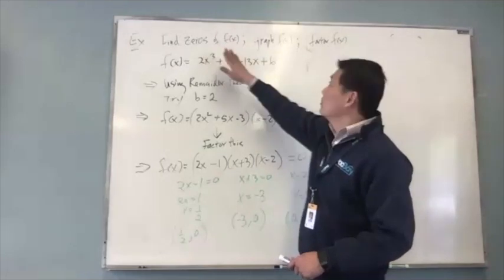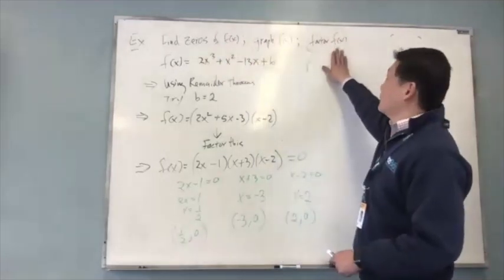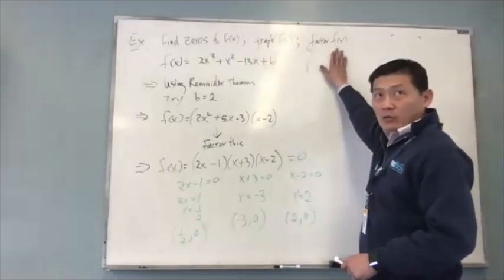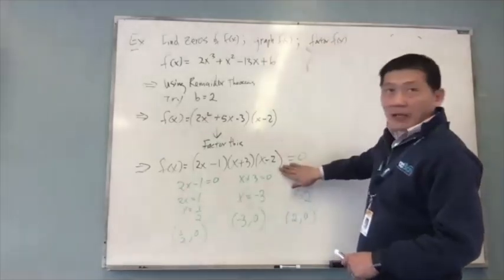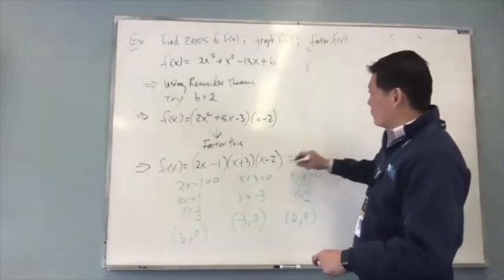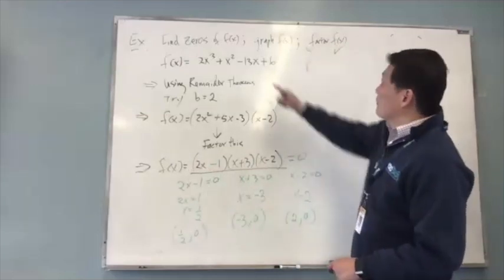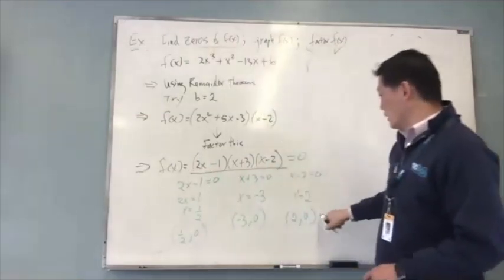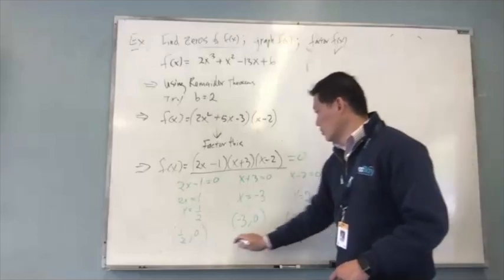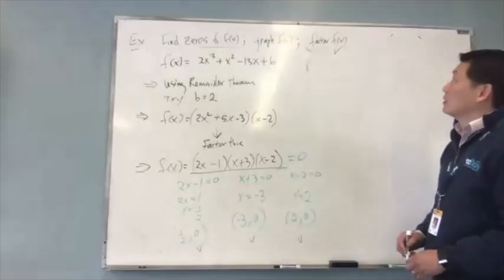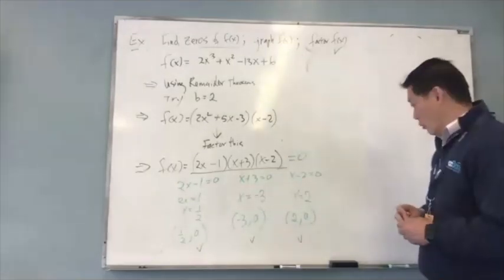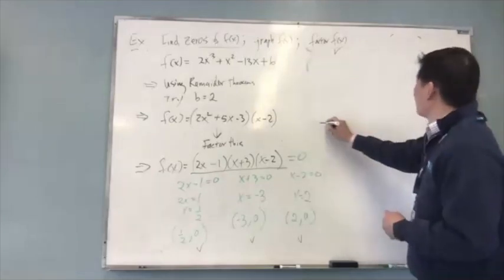Now, this problem calls for 3 actions. Finding zeros, graphing it, find factors. I already got factors, so done. This one I'm done, right? Because we got this. Finding zeros, we got this. 1, 2, 3. Last one is to graph it. How to graph this?